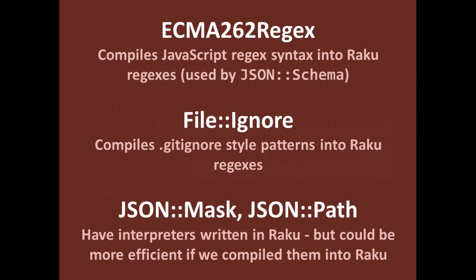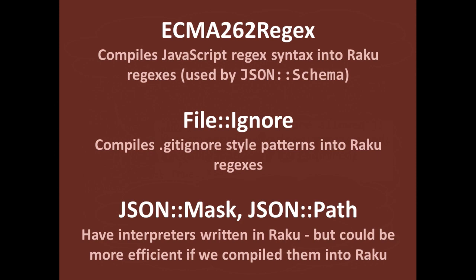There's also a load of modules that basically produce Raku code. Some of these are mine, some are not. For example, the ECMA 262 regex module takes the JavaScript regex syntax, which is used in the JSON schema specification, and compiles it into a Raku regex so that we can evaluate JSON schemas. File ignore does the same kind of thing, except for git ignore style patterns. JSON mask and JSON path don't really compile. They interpret the masks and paths, but could be much more efficient if we compiled them into Raku.